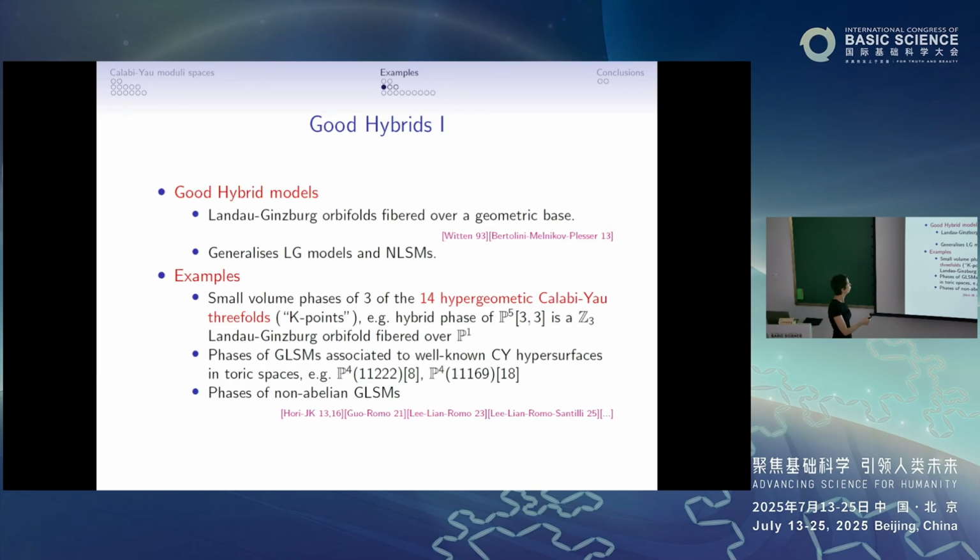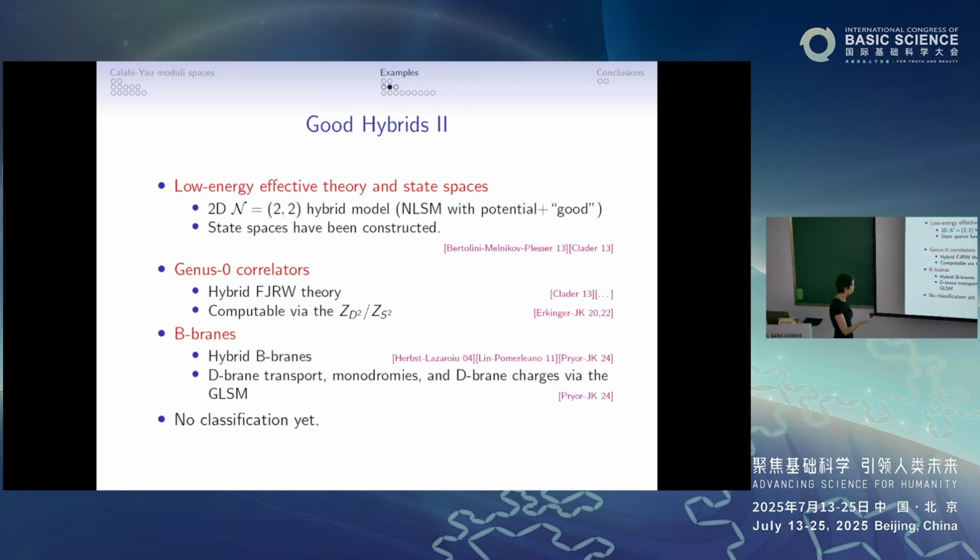I have 10-ish minutes left, so I should speed up a little. So we've already done that. I think thanks to my PhD student, Robert Pryor, who just graduated and will move to China very soon, we also know hybrid B-branes very well. He derived this basically from the boundary action of this (2,2) NLSM and found results consistent with earlier works in mathematics and physics. And also this whole story about D-brane transport monodromies works very well.